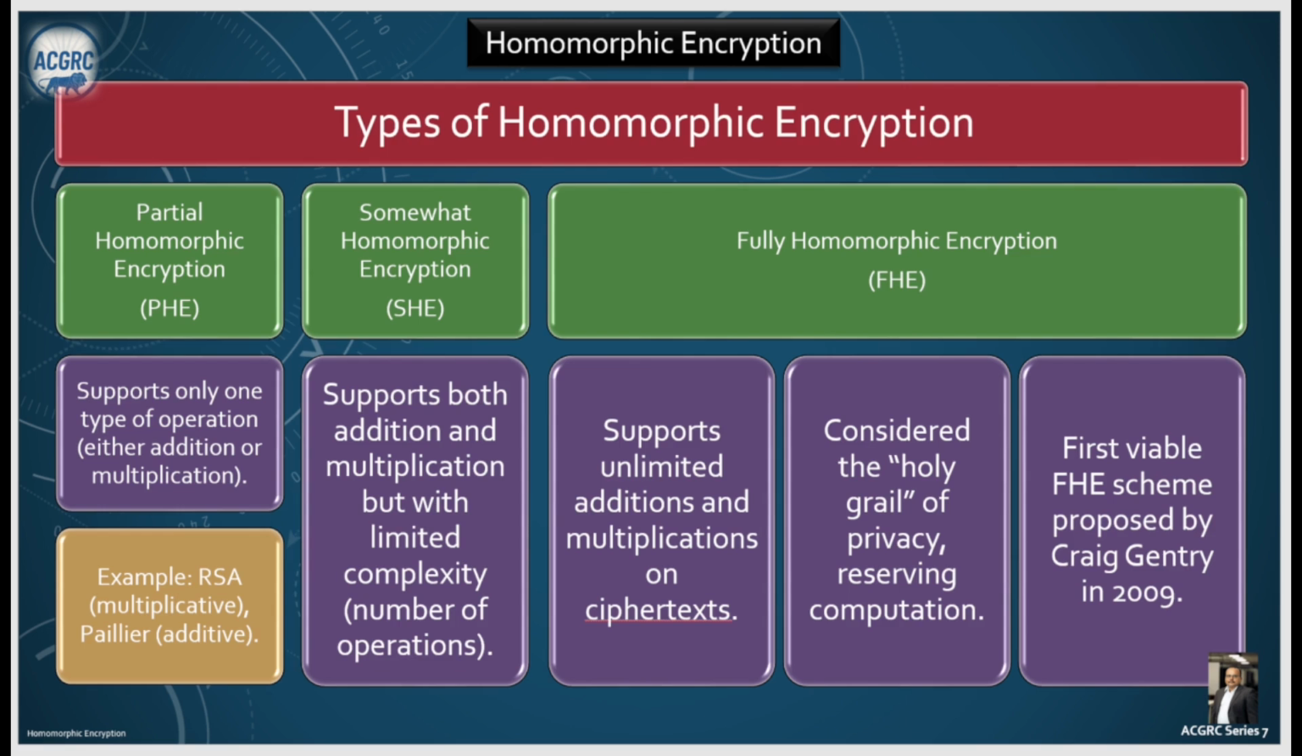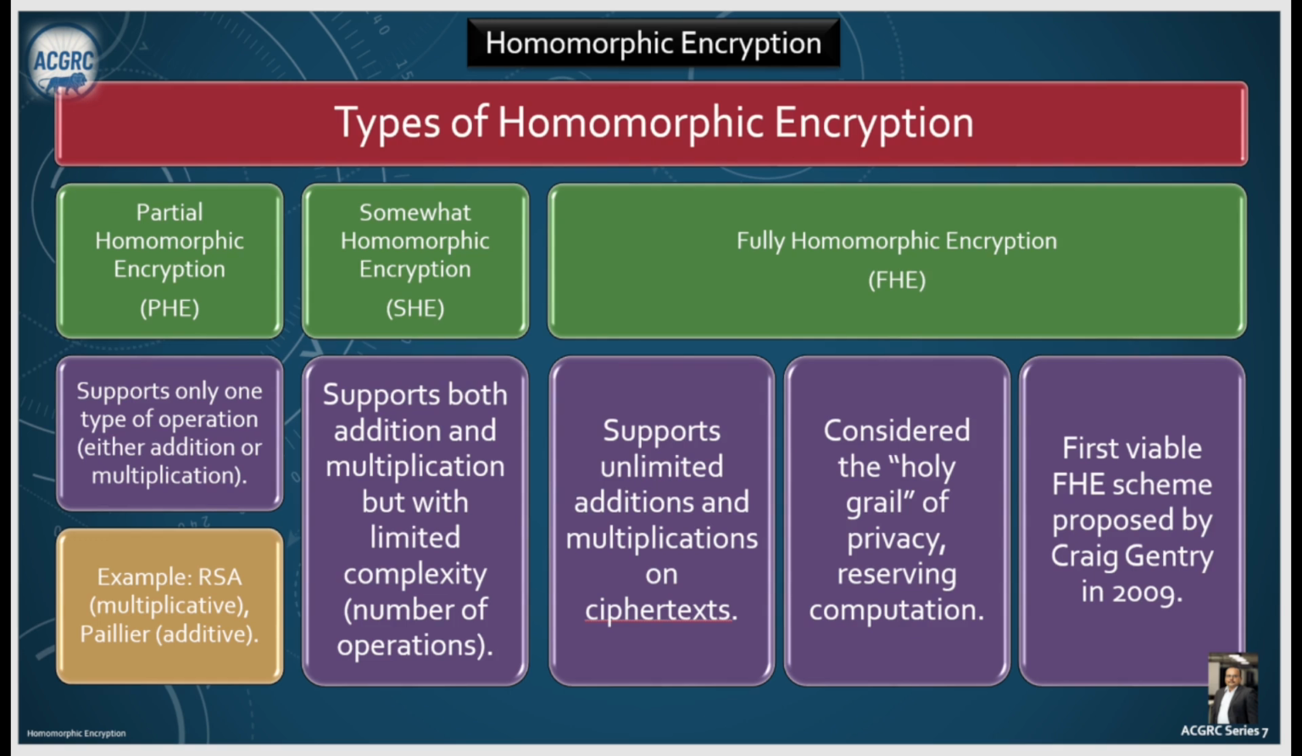There are three types of homomorphic encryption: partial, somewhat, and fully homomorphic encryptions. Partial. Well, this supports only one type of operation. It could be either addition or multiplication. Example, your RSA. RSA uses multiplicative logic. Then you have Paillier, which is additive, addition.